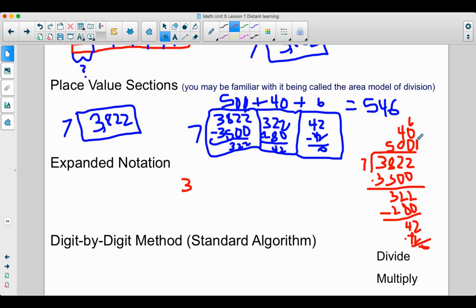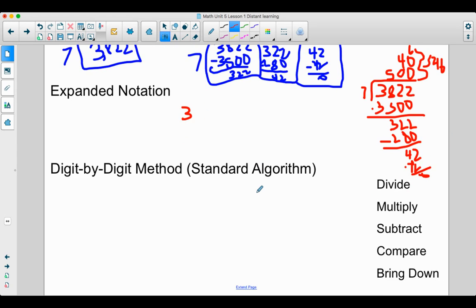When I add, oh, that was terrible. I'm going to undo that one. When I add these together, I get 500. Hopefully I have room. 46. So that's the expanded notation method you might remember using in the past.